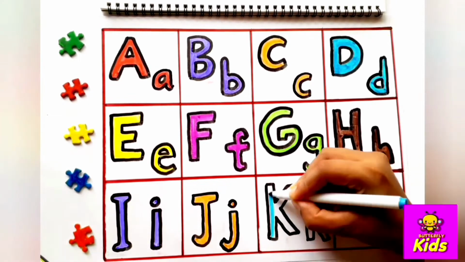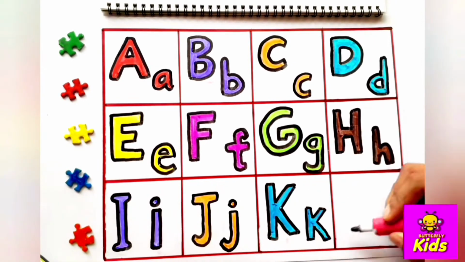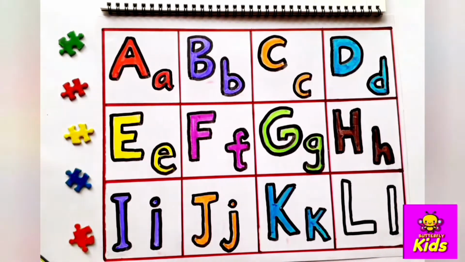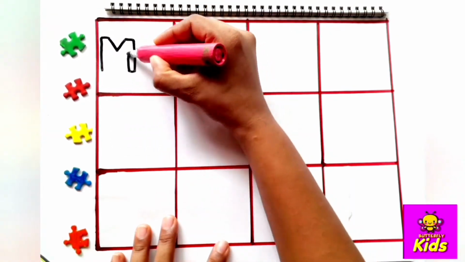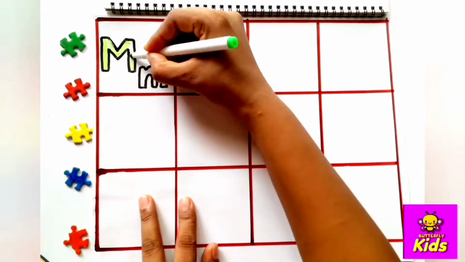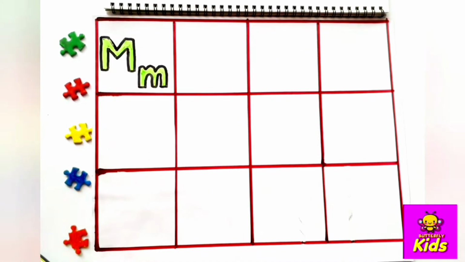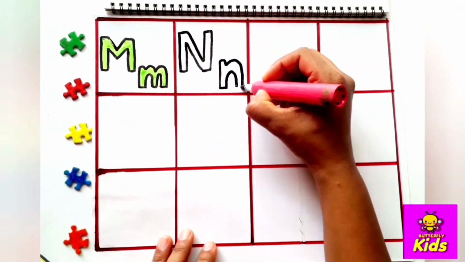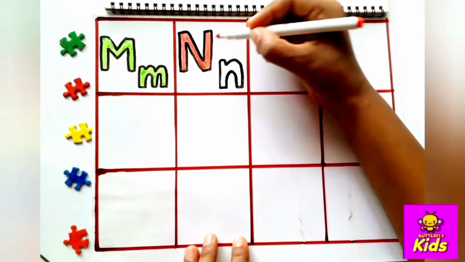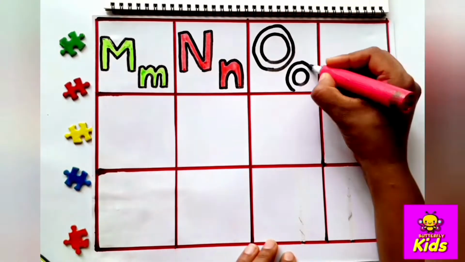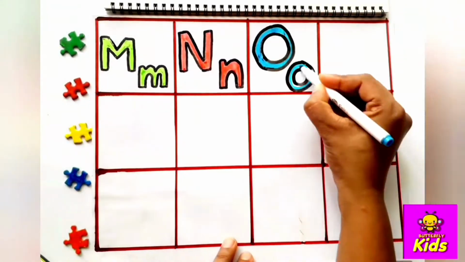K. K for kite. L. L for lion. M. M for monkey. N. N for nose. O. O for octopus.